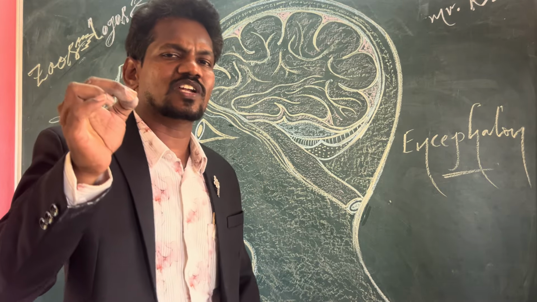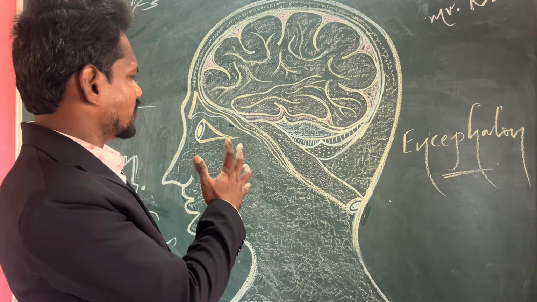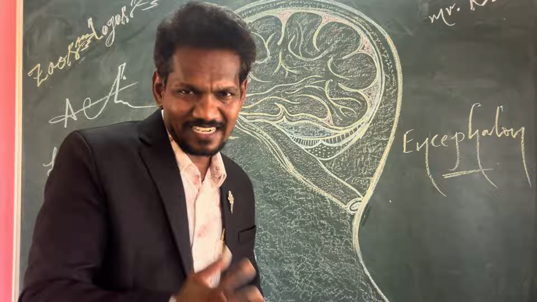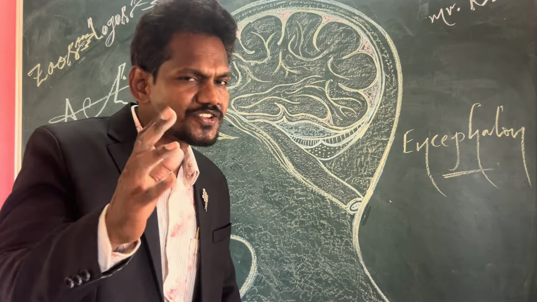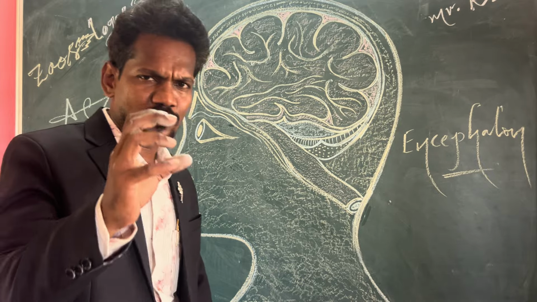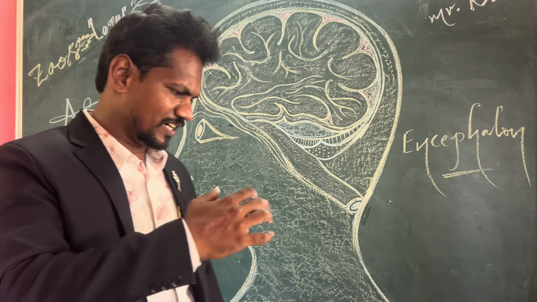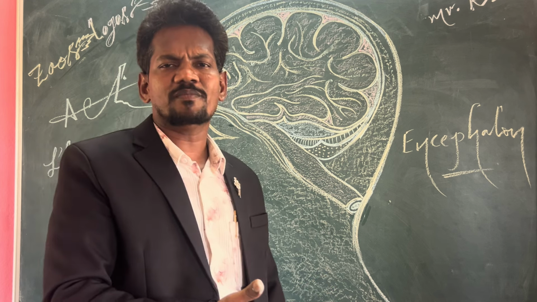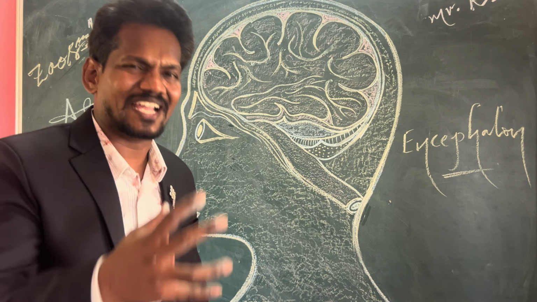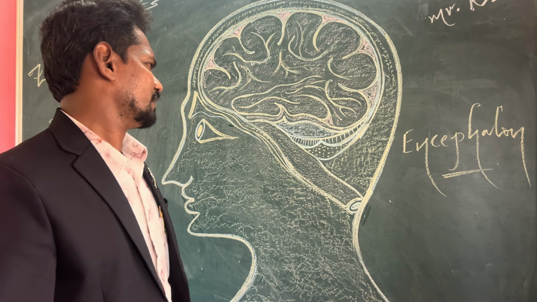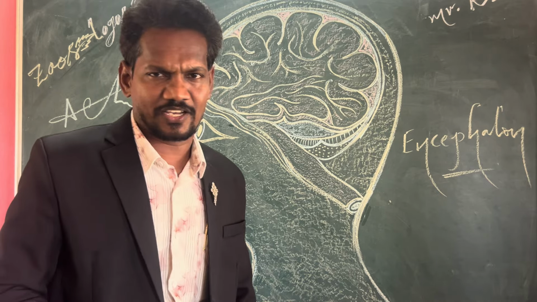From the neural plate, the neural system formation begins, which is known as neurulation. First the notochord is formed, then the neural tube is formed, then spinal cord and brain formation takes place. So that is a basic introduction.